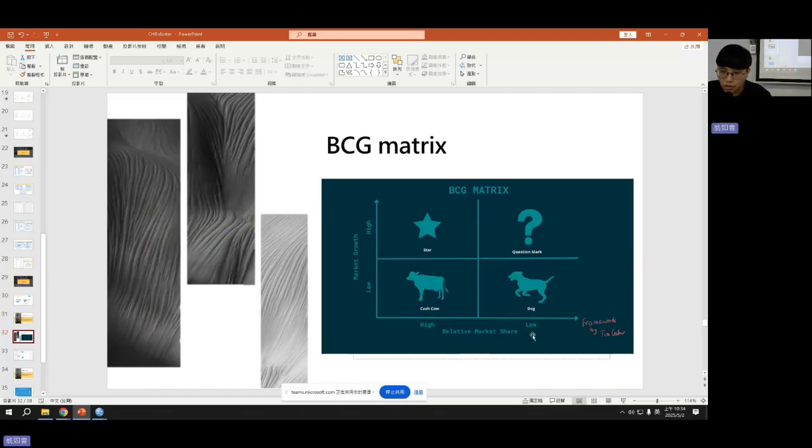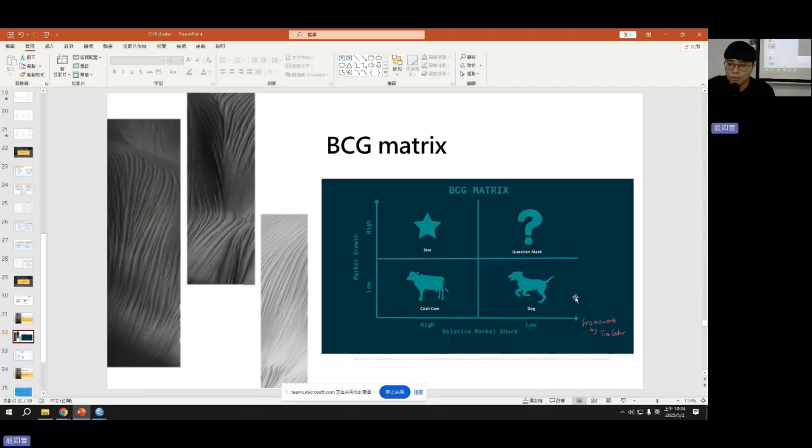The third one is the dog. That means you have low market growth and also low relative market share. That means you have to eliminate it, or you don't have to put more investment into this product, because it cannot sell well.